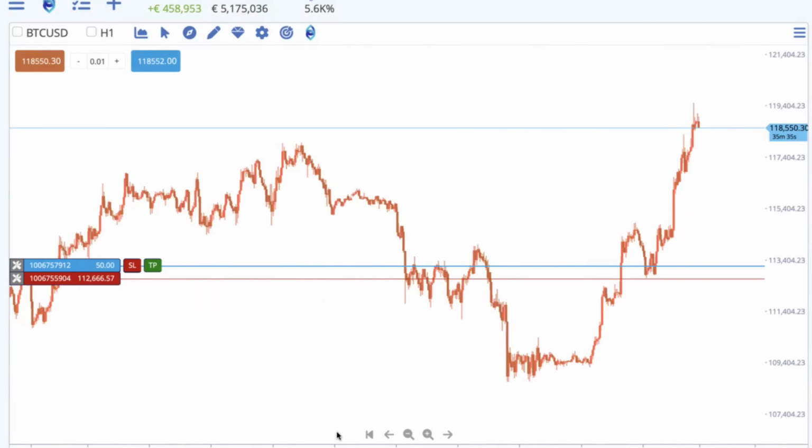But currently I'm holding a BTC position, as you can see. Price is now above that level. So I'm going to go back to TradingView.